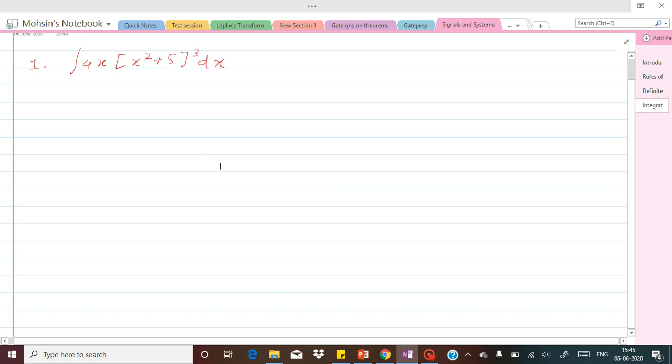Now here this integration consists of two terms, one is 4x and another one is x square plus 5. Here you can do the integration by the conventional method by multiplying 4x inside this bracket and doing the expansion. That will definitely take a very long time to solve this integration. So instead of this, what we are going to do is substitute this particular complicated term as one independent different variable. That variable will be substituted in place of this expression, and eventually this integration will be solved.